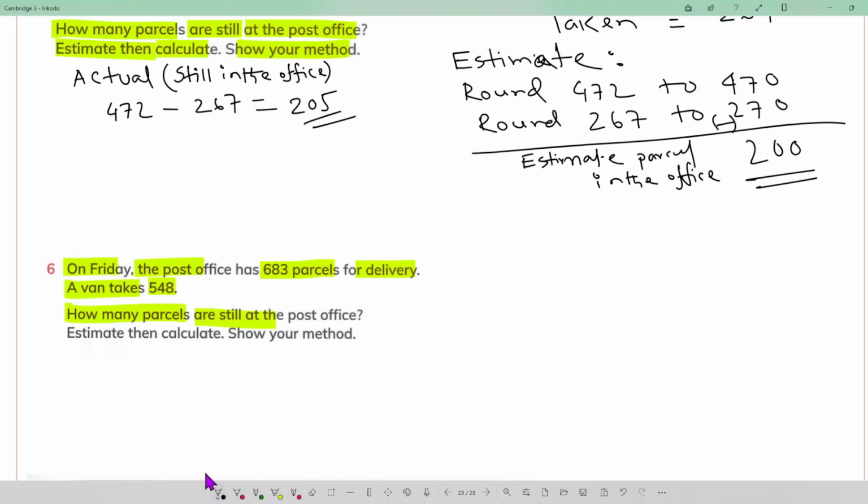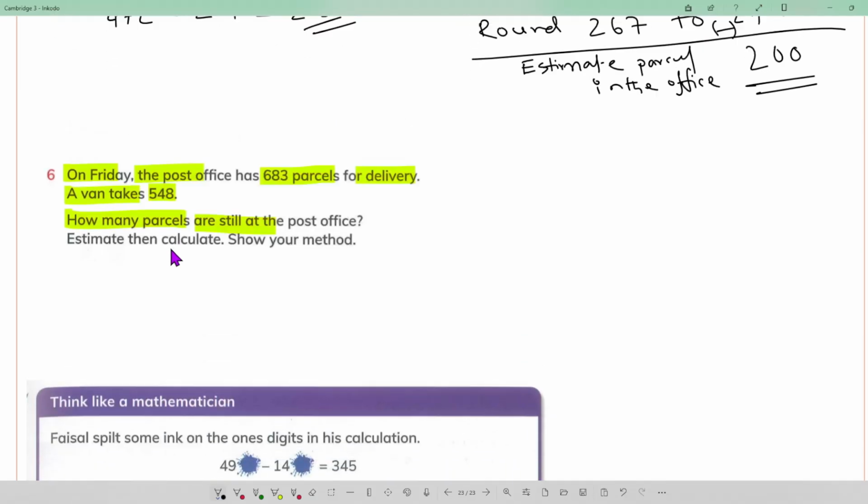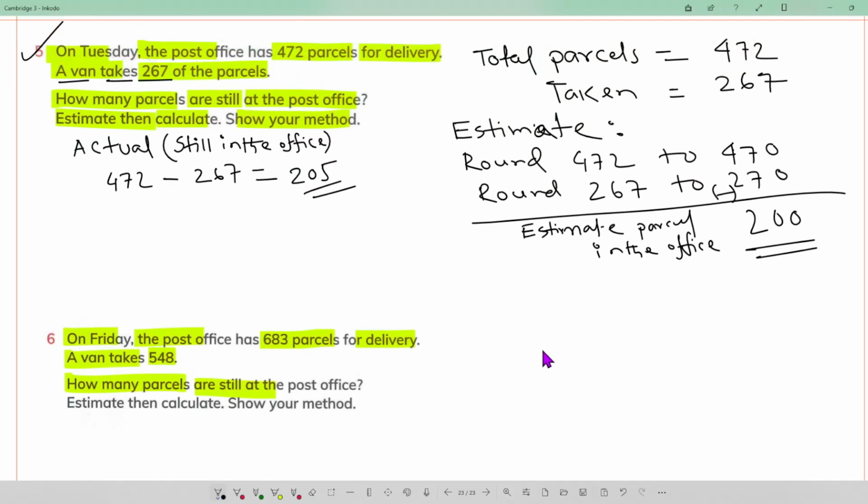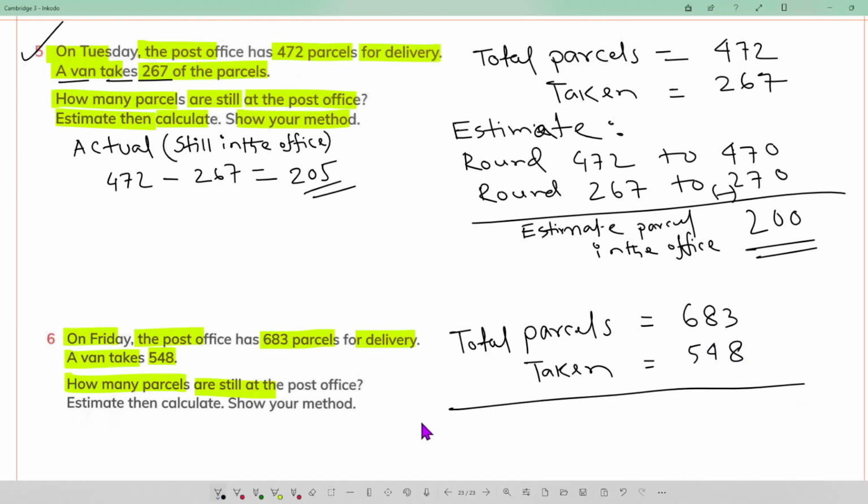So first we can write like this, total parcel, right? Total parcel, how many? 683. Van taken, how many? 548. So the actual calculation we can make here.